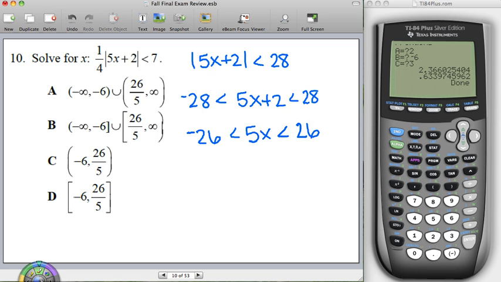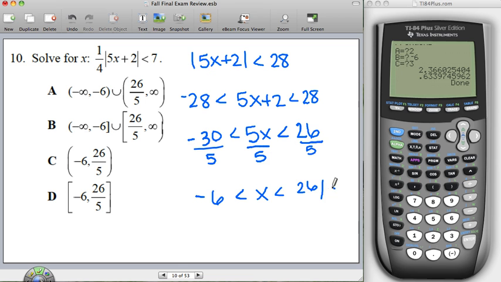That needs to be a 30. Let's erase and fix. There you go. Divide everything by 5. And I get negative 6 is less than x is less than 26 fifths. Since it's not less than or equal to, I'm going to have parentheses, and my interval goes from negative 6 to 26 fifths. So my solution for 10 is going to be C.